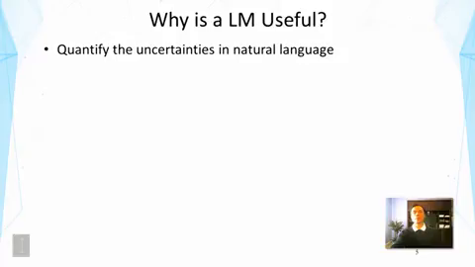So why is such a model useful? Well, it's mainly because it can quantify the uncertainties in natural language. Where do uncertainties come from? Well, one source is simply the ambiguity in natural language that we discussed earlier in the lecture. Another source is because we don't have complete understanding. We lack all the knowledge to understand language. In that case, there will be uncertainties as well.